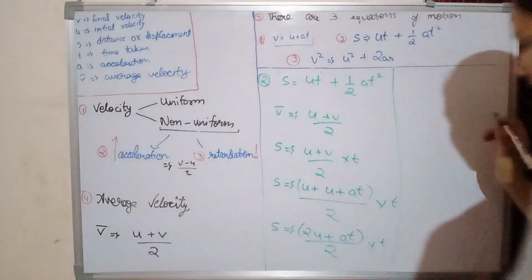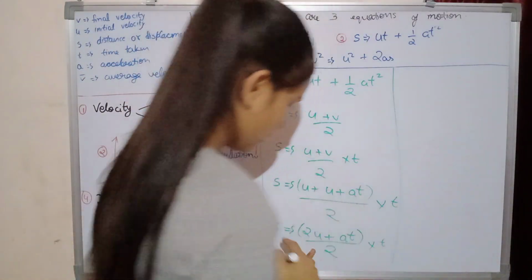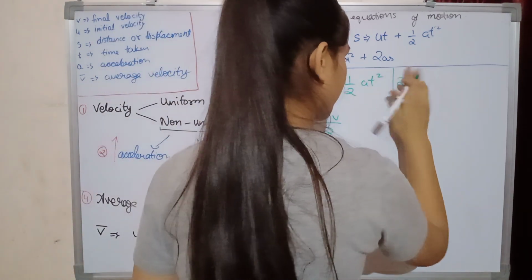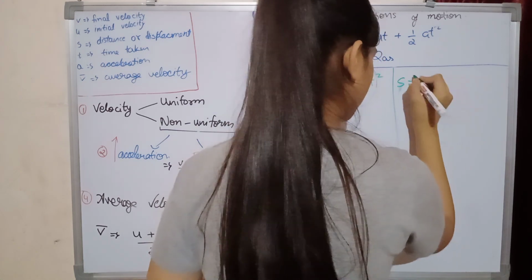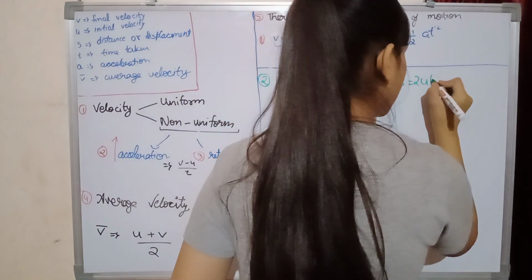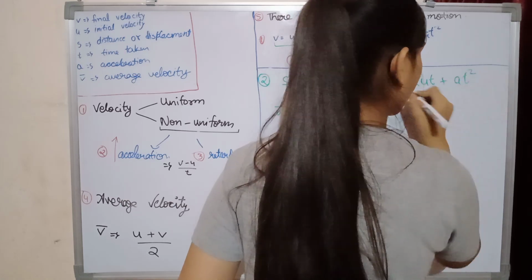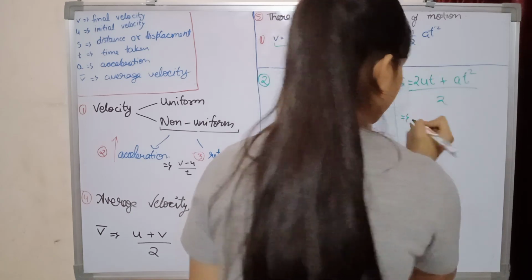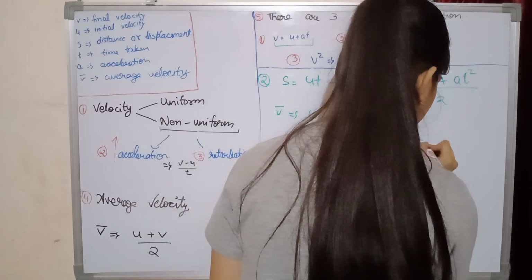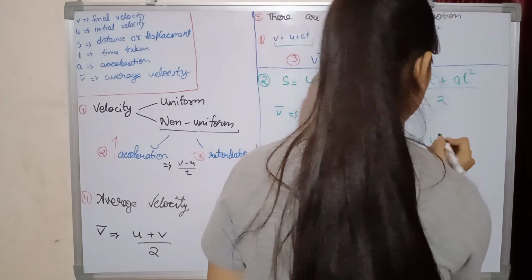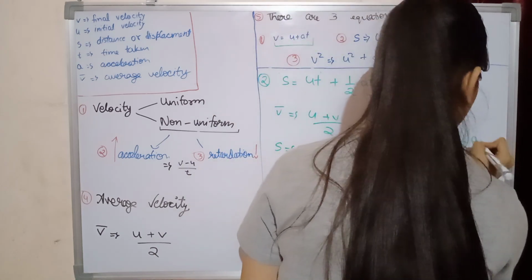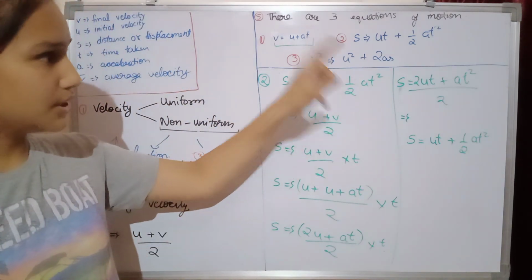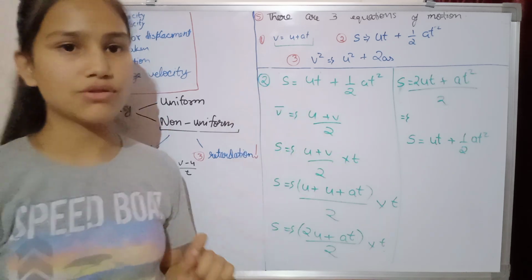Now this T will be multiplied with both the terms, which is S is equals to 2UT plus AT square upon 2. Now we get all the values. Now we can rearrange them like S is equals to UT plus half AT square. Now this is how we can derive the second equation of motion.